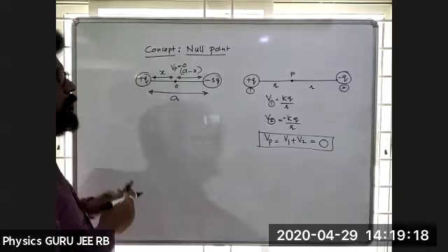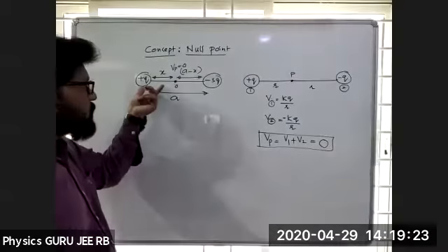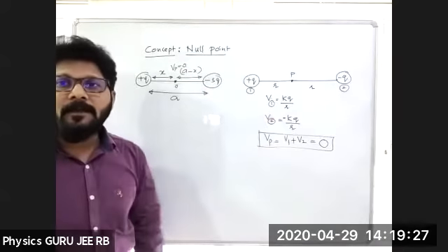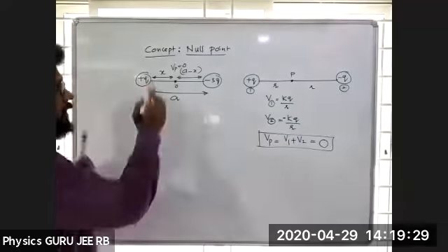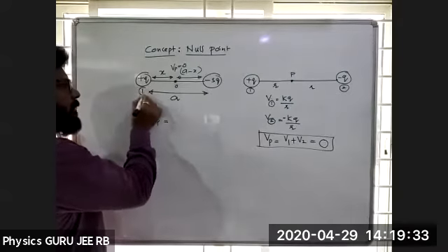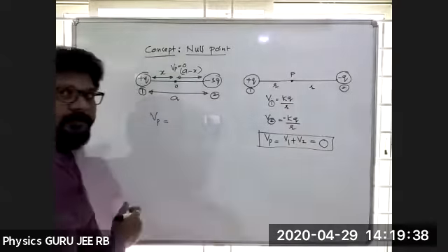At this particular point, potential should be 0, right? That means potential due to the first charge and potential due to the second charge should be equal. If I want the potential at point P, let me take the first charge and the second charge, as we discussed here.